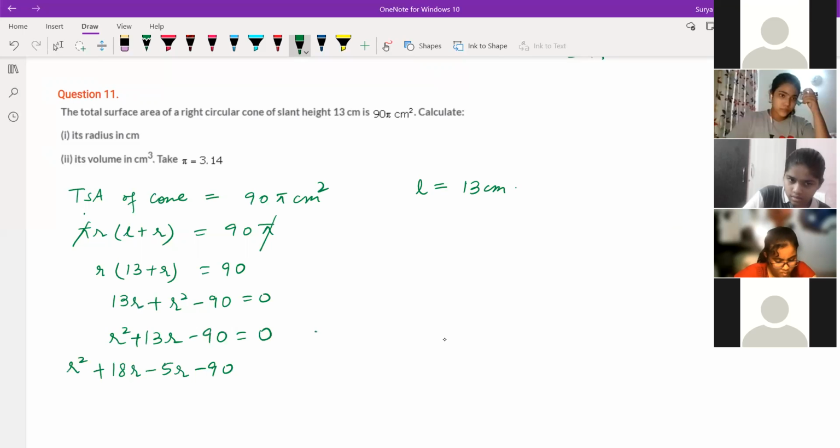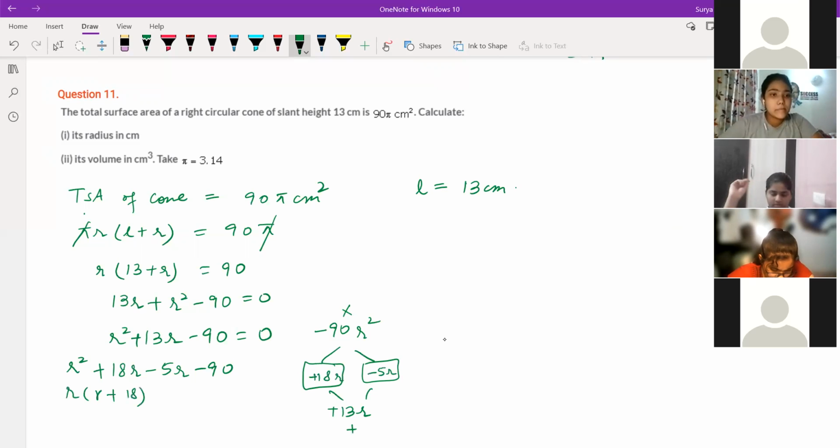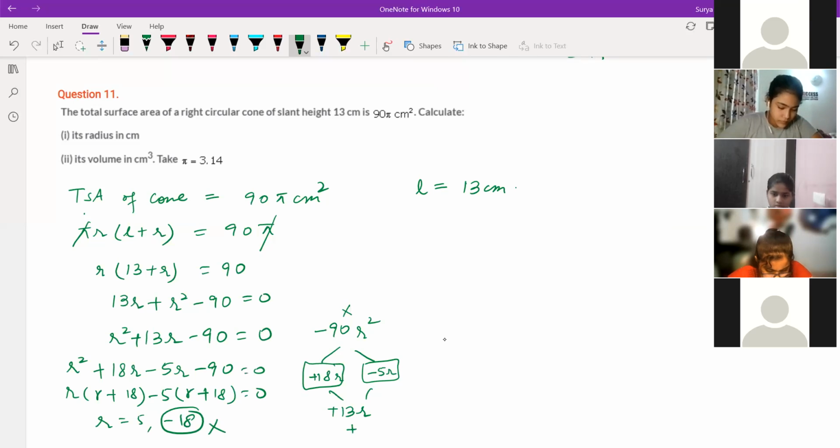See, children, if you're not understanding, try to understand. R square minus 90 is divided into 2 parts. Middle term splitting. On addition you should get 13r, and on multiplication you will get 90r square. So plus 18r and minus 5r. So r is common: r plus 18, r minus 5. So two things we're getting, radius is equal to 5 and minus 18. This cannot be possible because length cannot be negative here. So radius is equal to 5. The first answer we got.